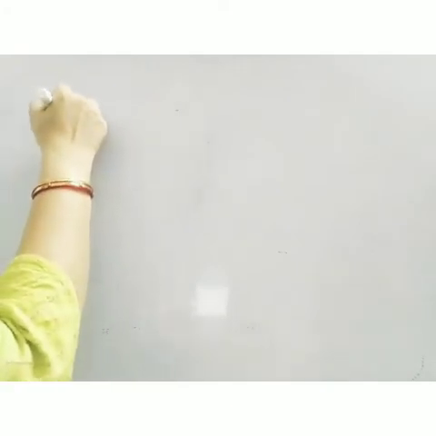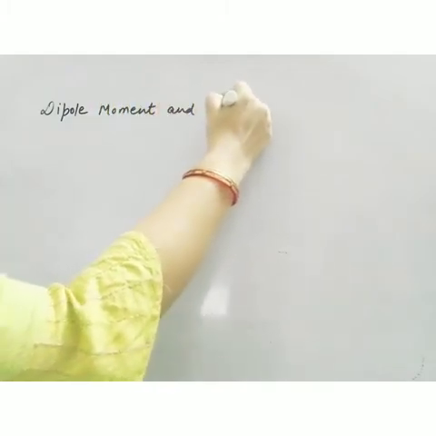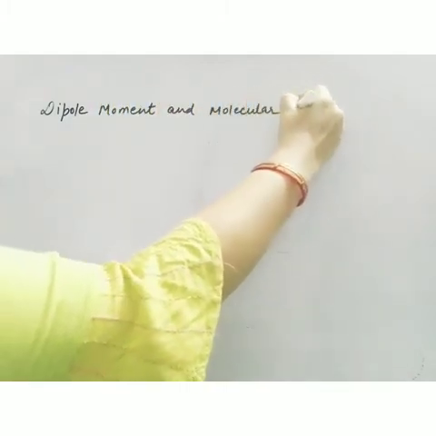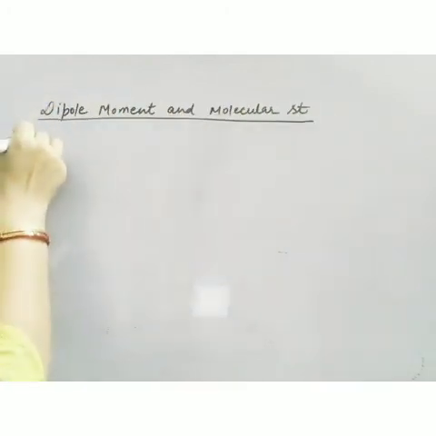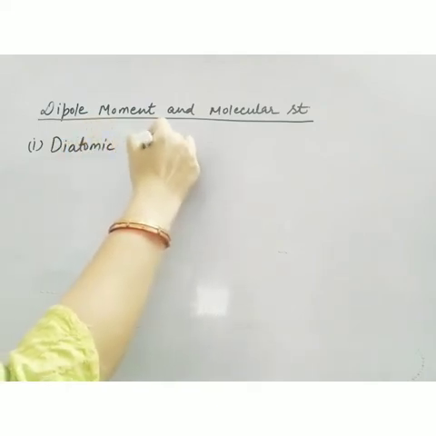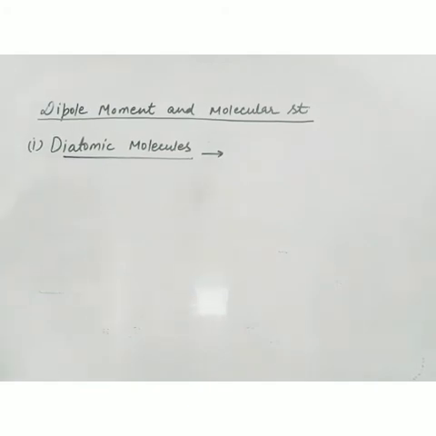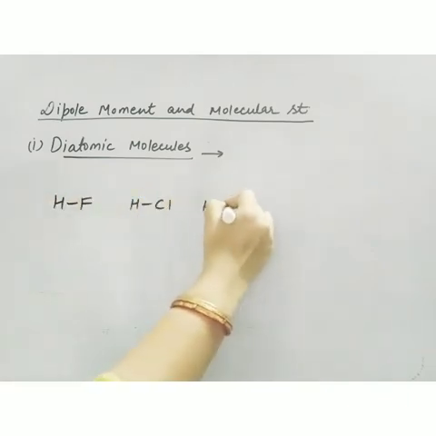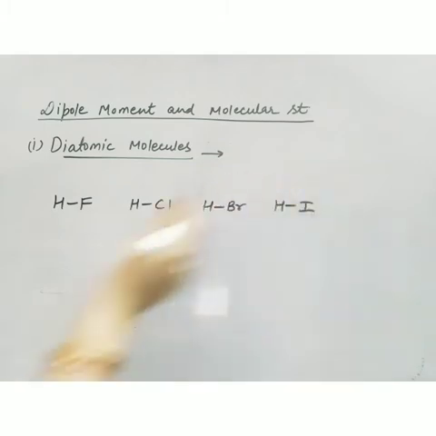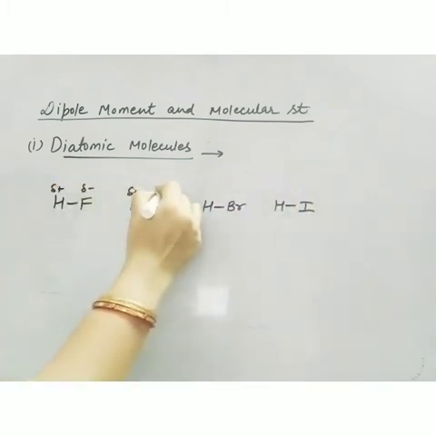So next heading is dipole moment and molecular structure. And first we'll discuss diatomic molecules. Diatomic molecules means between two different atoms. So the example which I am taking is this. All these are diatomic molecules and all these are polar only because of greater electronegativity of halogen.